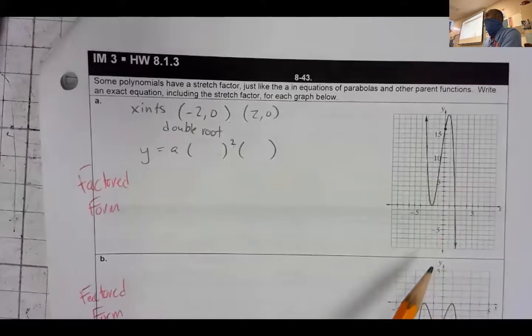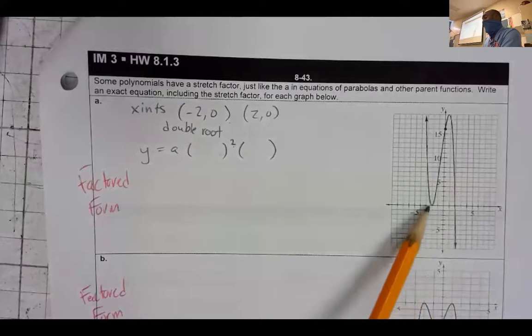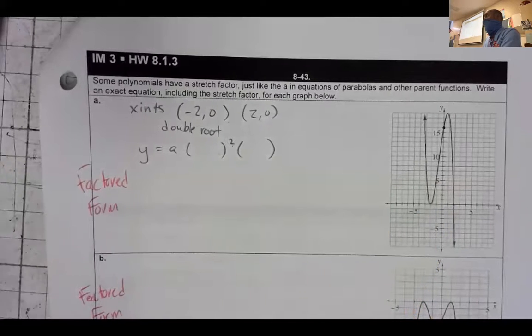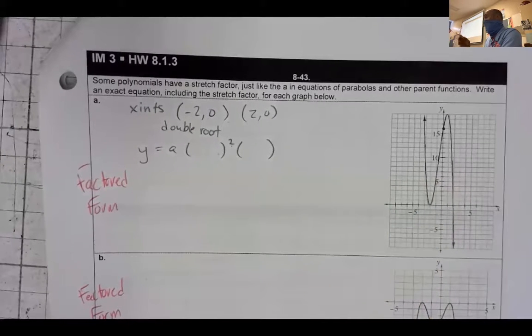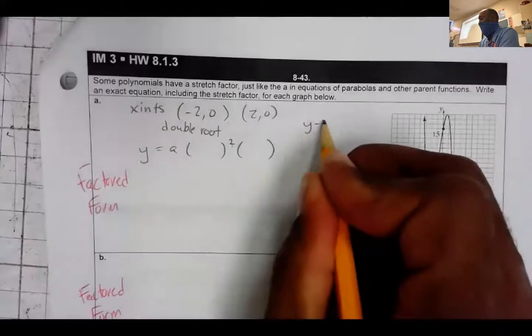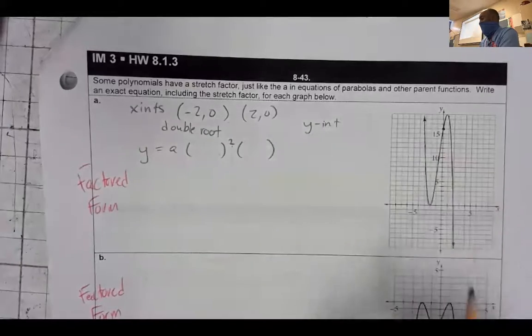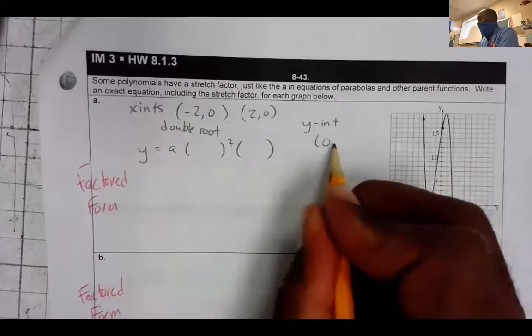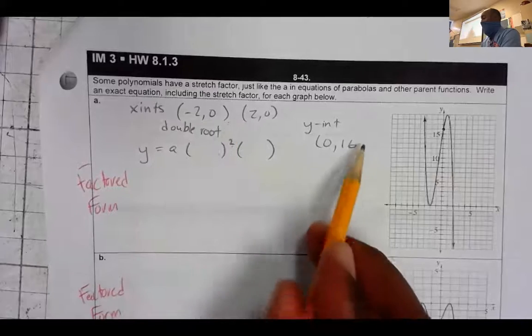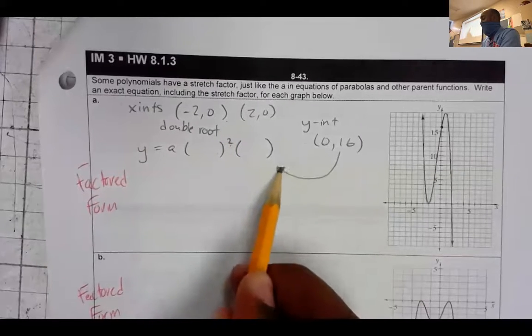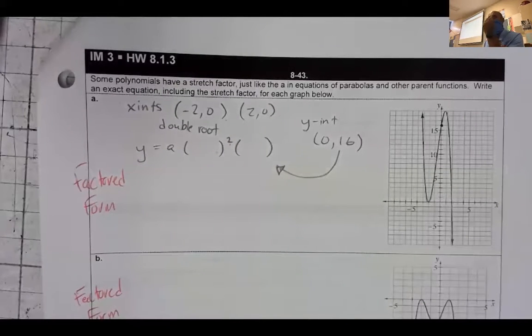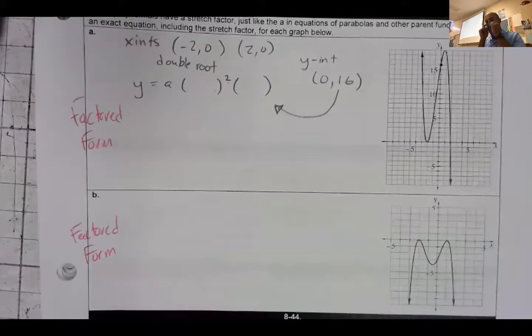What's that? Okay, so there is a point on this graph that has 0 in it. Which one is it? The x-intercepts have a 0 in it. What other point has a 0 in it? The y-intercept. And what is the y-intercept in this one? 16. So when I plug in my factors, then I'm going to plug in 16 into that to solve for a. And then I'll write out the equation. And we'll go over an example too, how to do this in a second. Again, this is in the Edpuzzle as well for today.